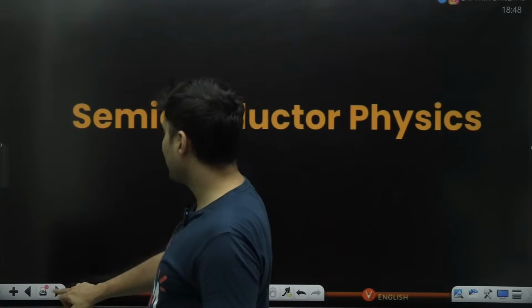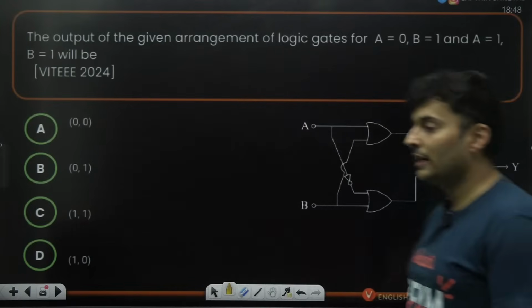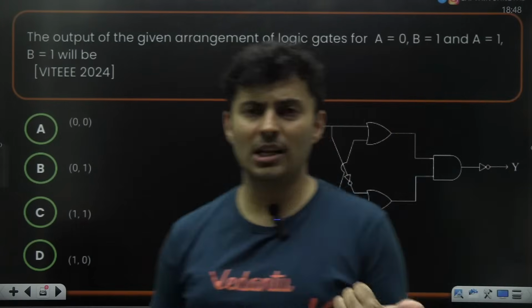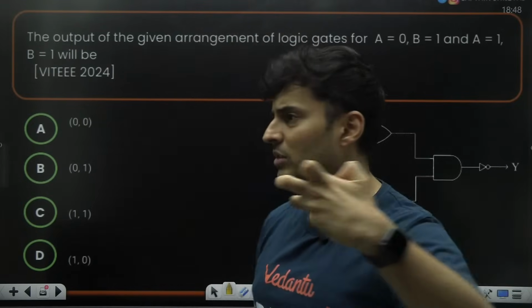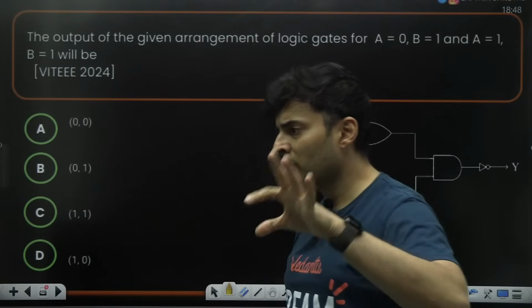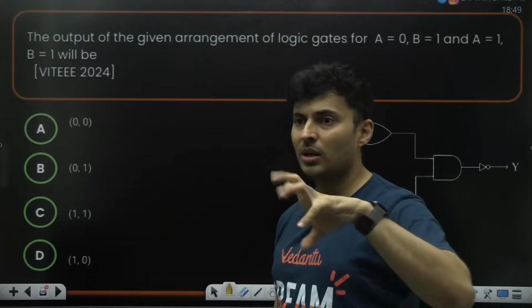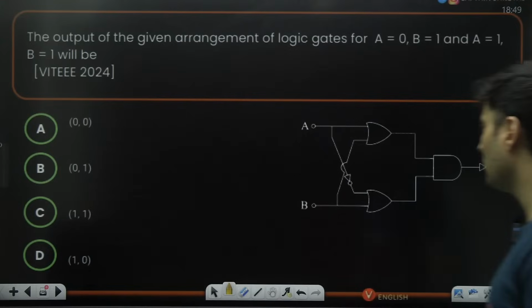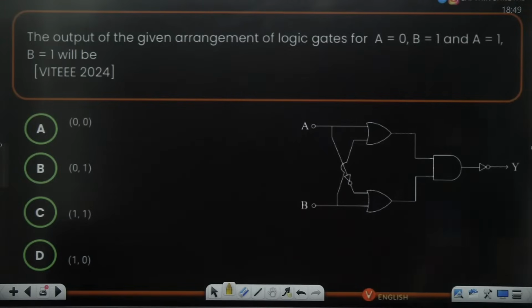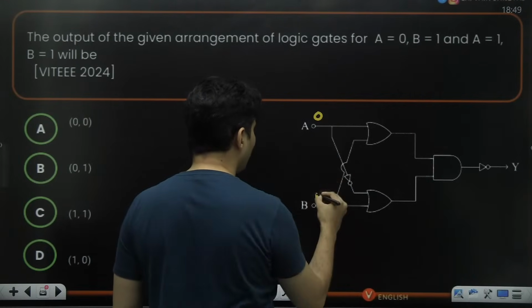Moving on to the next question, which is usually asked in logic gates, related to either truth table or what is the Boolean expression or what is the output, or sometimes the truth table will be given and we identify the gate, or you have to figure out what kind of gate it is, or simplify it. These kind of questions are very common. So look at this. The output of the arrangement of the logic gates is what? A is 0, B is 1.